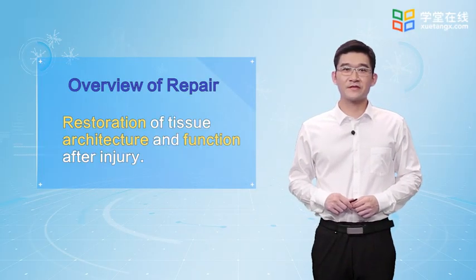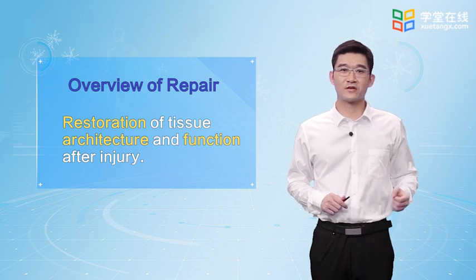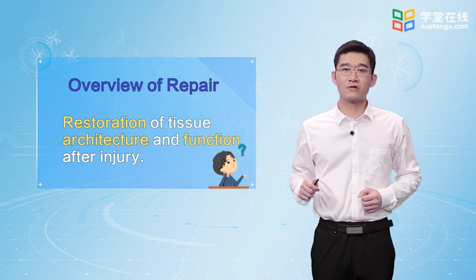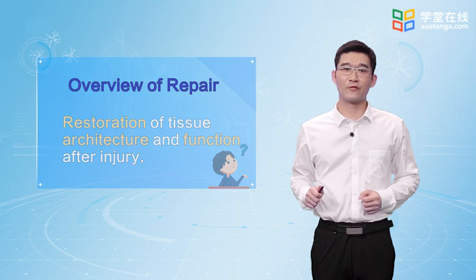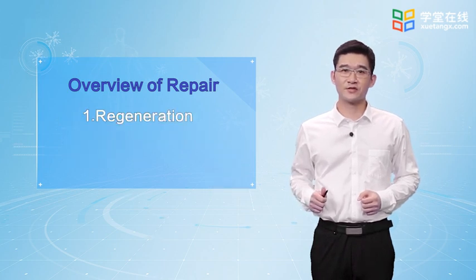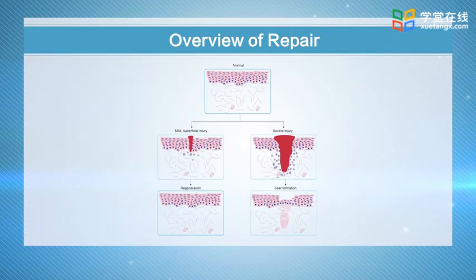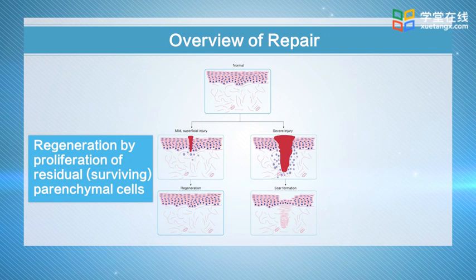According to its definition, tissue repair refers to the restoration of tissue architecture and function after injury. But how do the body tissues achieve this? Basically, there are two types of repair. One is regeneration, and the other is fibrous repair. As shown in this diagram, when tissues with strong proliferated capacity suffer minor or superficial injury, they are able to replace the damaged components and essentially return to the original state. This process is called regeneration.